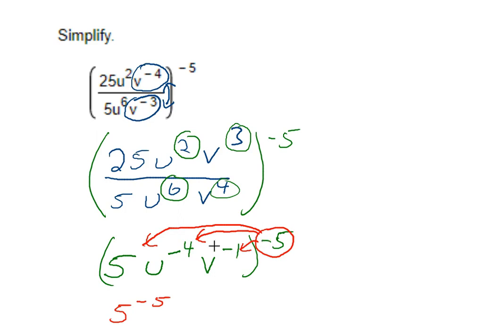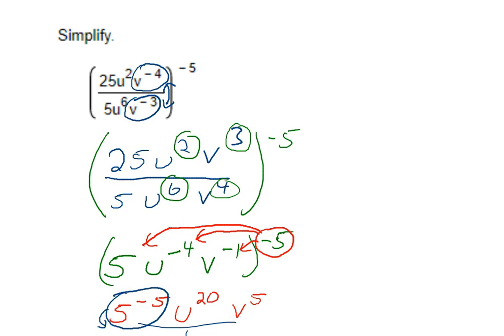So I'm going to get -5 times -4, which is going to be +20. Right? So the base will stay the same. -5 times -4 is +20. And for v, it's going to be -1 times -5, which will be +5. Right? And so we can't leave our answer like this because we have a negative exponent here. So what I need to do is take this and flip it down to the denominator.